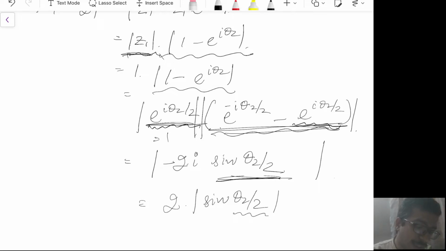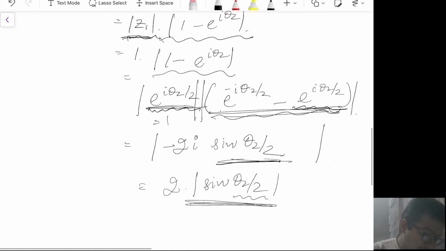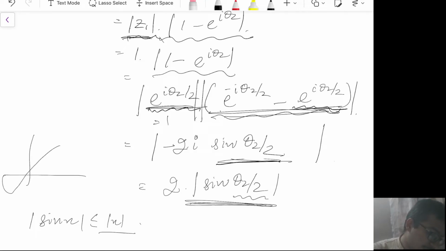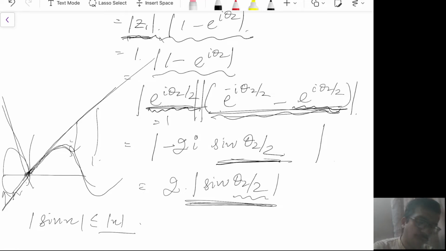So basically this is the magnitude of this theta 2, and we now know that mod sine x is less than or equal to mod x, right? So you can see from the figure of sine x also that the positive part of sine x always lies below x, and the negative part is always greater than or equal to minus x. So basically, if you compute mod sine x, which will have the positive part only, then it will be less than or equal to mod x.